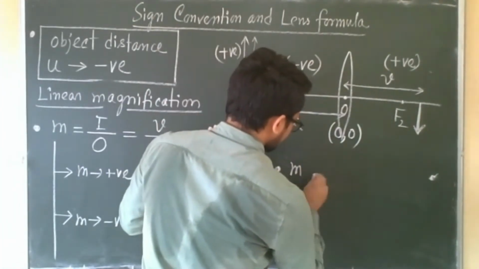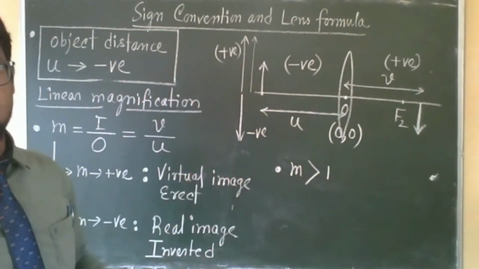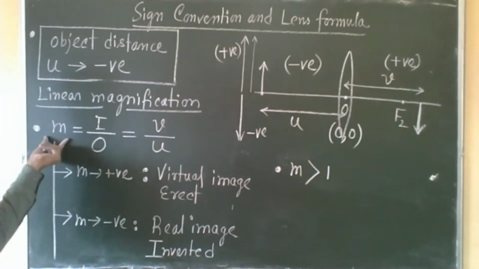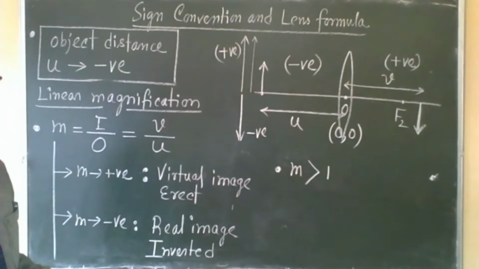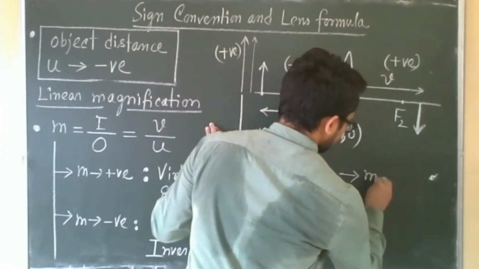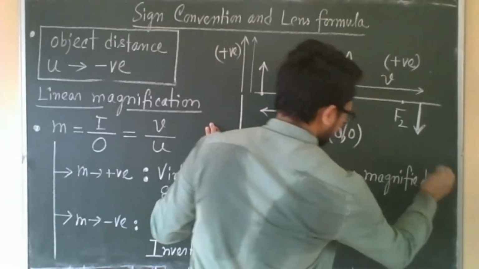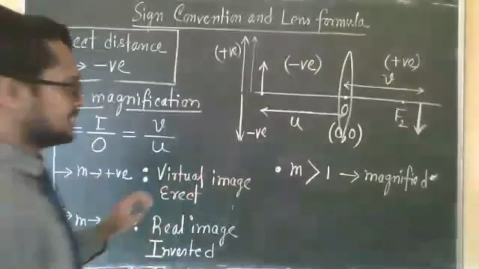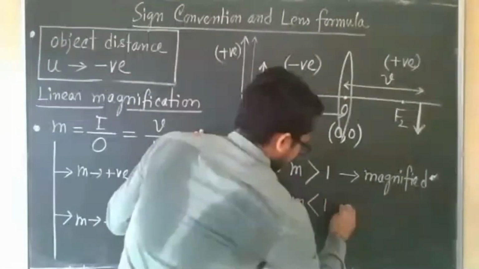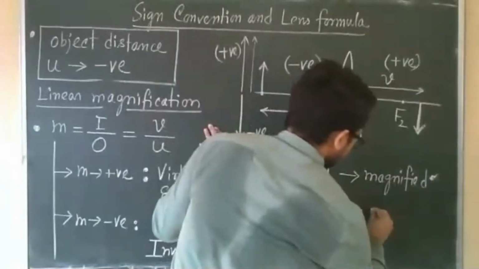So suppose M is greater than 1. What was the formula? Image height by object height. So greater than 1 means image height is more. So image height is more means what? Magnified image. Just note down all these points. Okay, nicely. Then I am giving the numerical, you will understand. M is less than 1 means image height will be less compared to object height. So diminished.